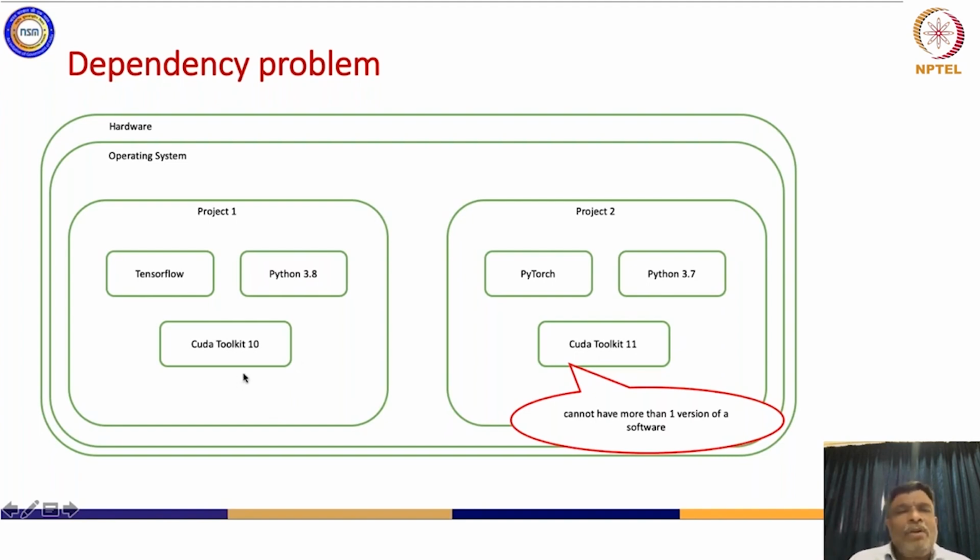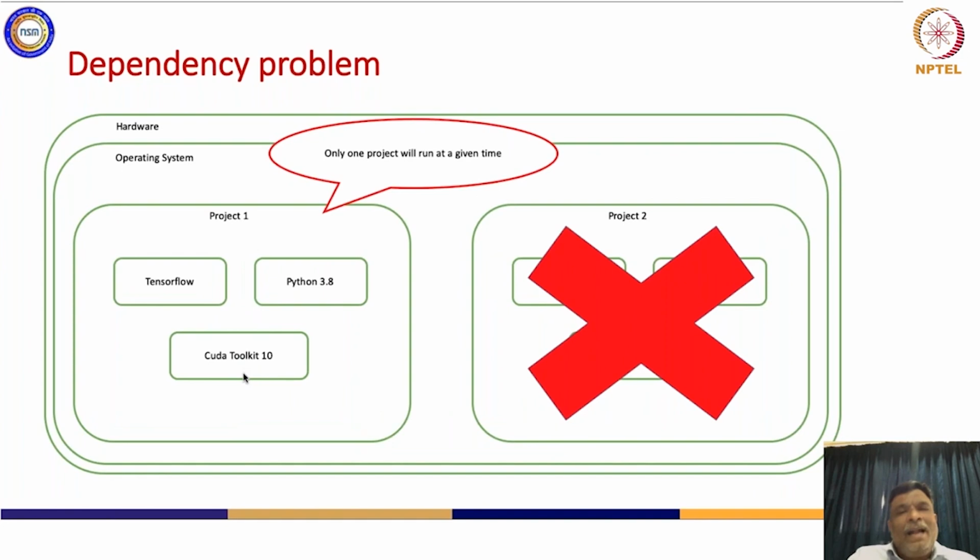In that case, what are you going to do? This is one of the dependency problems. This is a problem actually, right? And this ultimately means that you can only run one project, okay? So only one project will run at a given time in such a scenario wherein you are bound to be installing everything on that operating system, right?